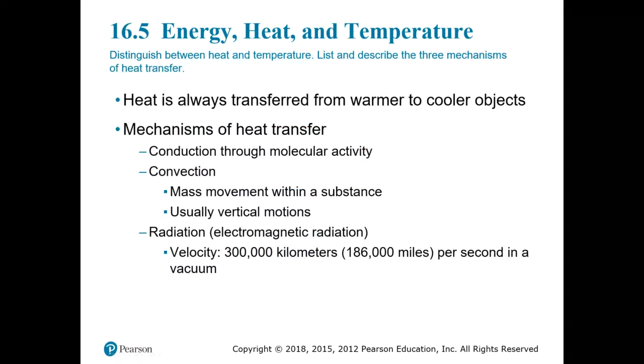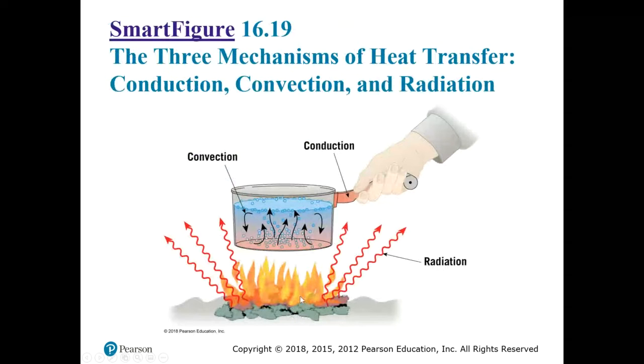Now, here we switch gears a little bit. Heat's always transferred from warmer to cooler objects, and this is good news for the Earth, because the equator is moving the warm air to the poles. And thank goodness, or it would be super hot, maybe not even livable at the equator if we weren't moving that heat. And the mechanisms that you can move heat are conduction, convection, and radiation.